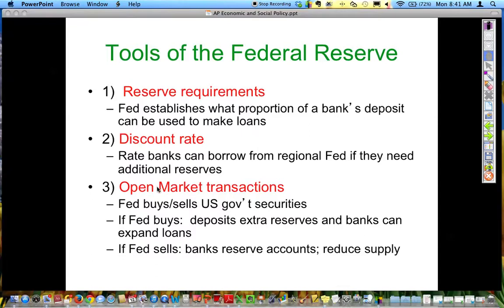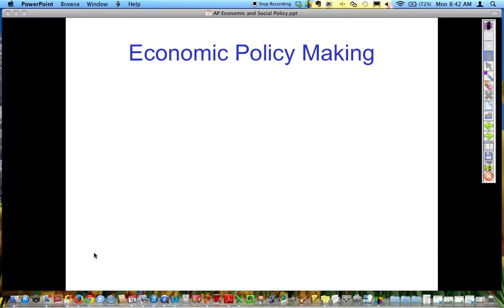You can also do open market transactions. The Fed, and when I say the Fed, I mean the Federal Reserve, buys and sells U.S. government securities. If the Fed buys, it deposits extra reserves and banks can expand loans. And if the Fed sells, banks need reserve accounts, and it reduces the supply of money in the economy.